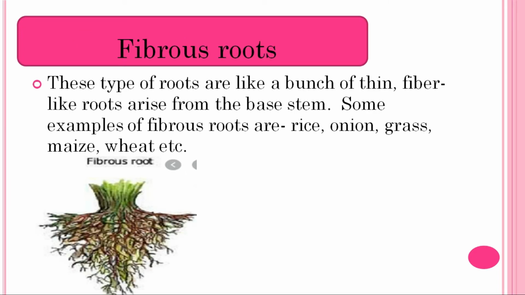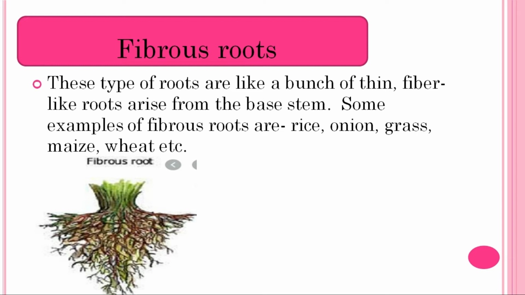Fibrous roots. These types of roots are like a bunch of thin fiber-like roots arise from the base stem. Some examples of fibrous roots are rice, onion, grass, maize, wheat, etc.